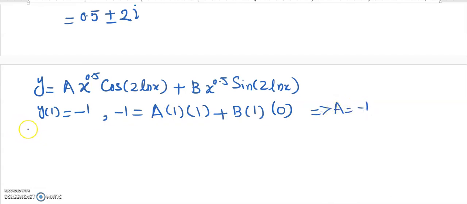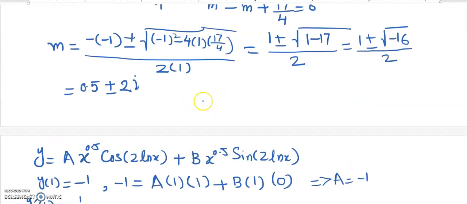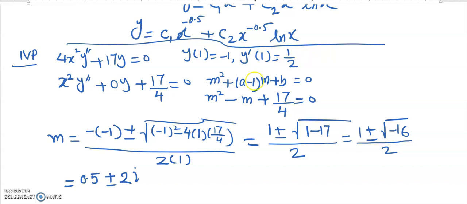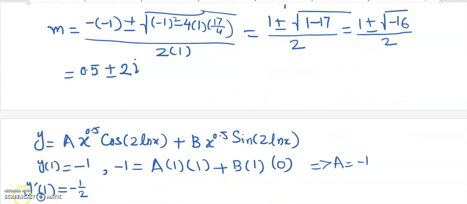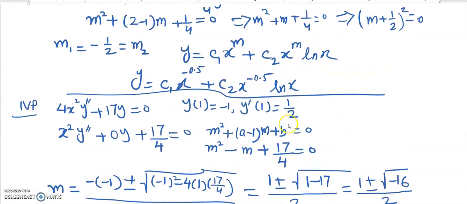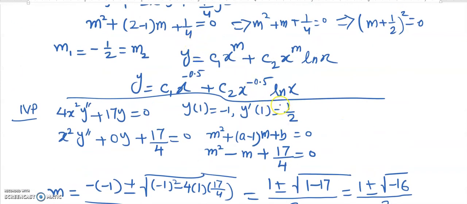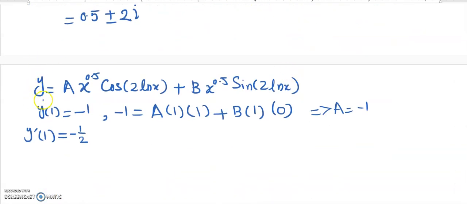So for the second condition, we know that y prime of 1 is equal to minus 1 by 2. It was actually minus 1 by 2, y prime is equal to minus 1 by 2. So for this, we need to find the derivative. Now we know the value of a is equal to minus 1, so we can just put it over here to simplify it.